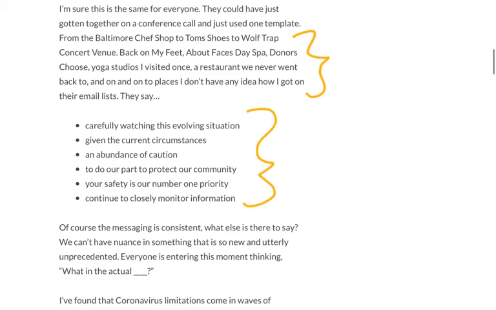I've also gotten all these random emails from a bunch of different places. So just 2 things to notice. Of course, the messaging is consistent. What else is there to say? We can't have nuance in something that is so new and utterly unprecedented. Everyone is entering this moment thinking, what in the actual blank?